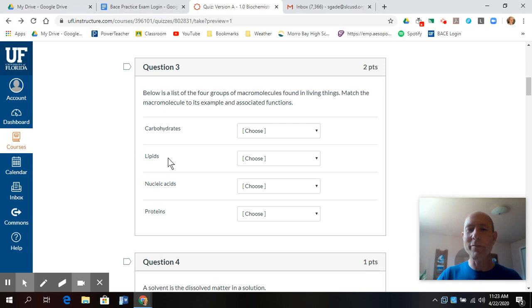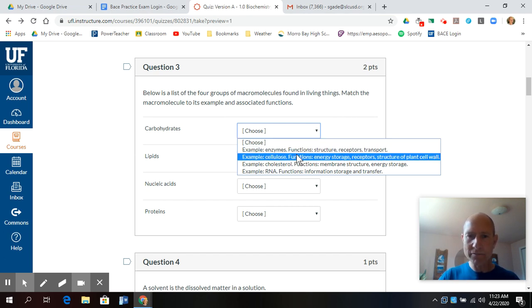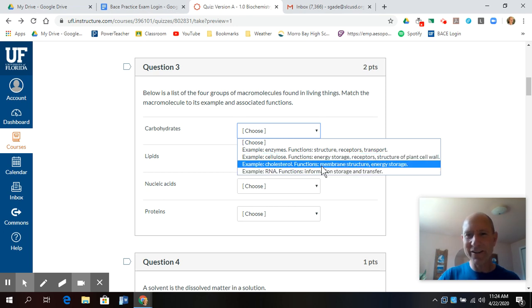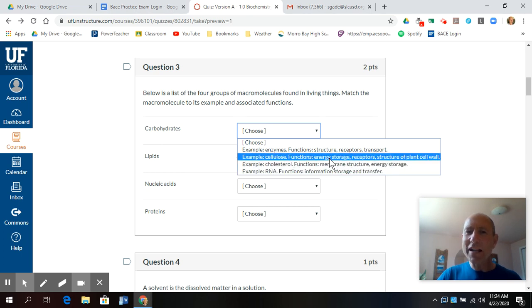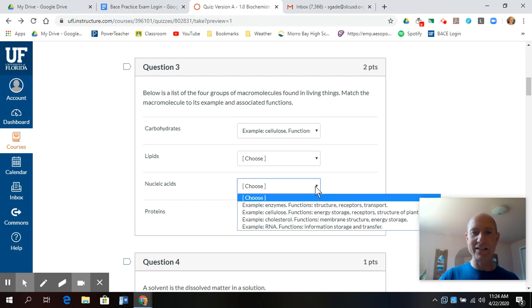It's okay, man. It's all about your test taking skills. It's not about what you know. So carbohydrates. Here are our examples: enzymes, cellulose, energy storage, cholesterol. We don't know what that is. Membrane structure. So anyway, when I see energy storage right here, and you might know that cellulose is another name for wood, we're going to know that that is the carbohydrate. Lipid, maybe I'm scared of that word. I don't know what it is. I'm going to come back to it. Good test taking strategy. Nucleic acids, that sounds like nucleotide, which sounds like DNA to me.